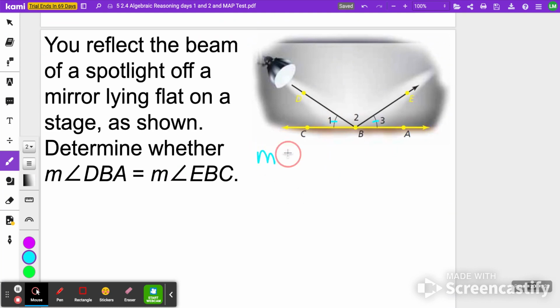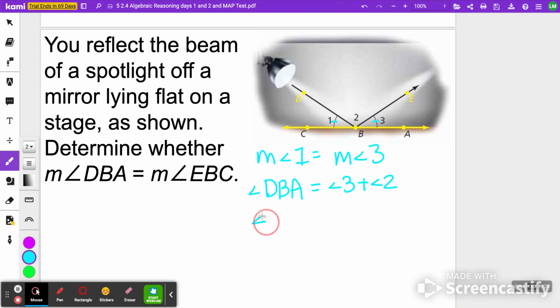So this is how we would explain it. The measure of angle 1 is equal to the measure of angle 3. Then that means we can take the measure of angle DBA, and that is what we said again, angle 3 plus angle 2. And we can substitute angle 3 with angle 1. So the measurement of DBA could also be found if we found the measurement of angle 1 plus the measure of angle 2, which in that case is EBC.